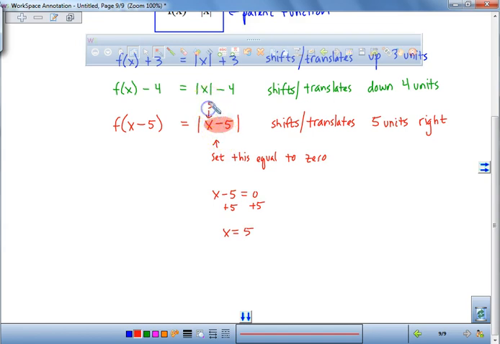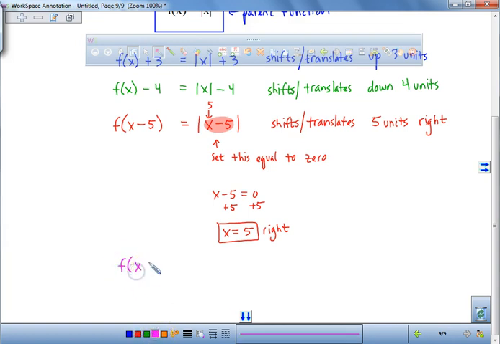If that number is a positive, you know it's going to be going to the right. If that number ends up being a negative, you know it's going to be going to the left. So that's how I know it's 5 units. It's 5 to the right. So let me give you another example here. Ready? A little down here, a little bit lower.